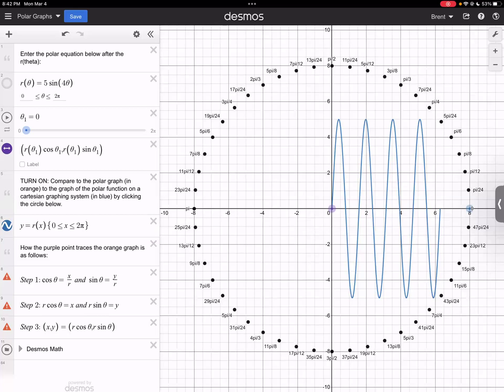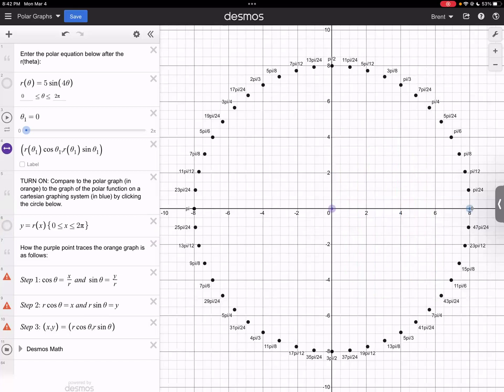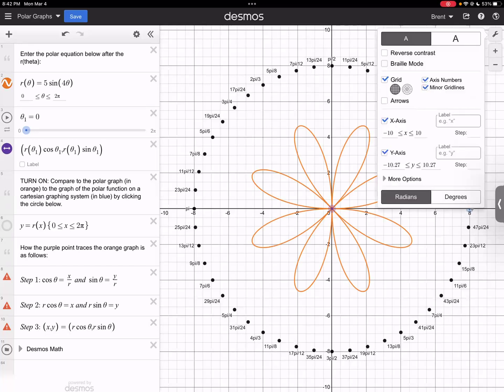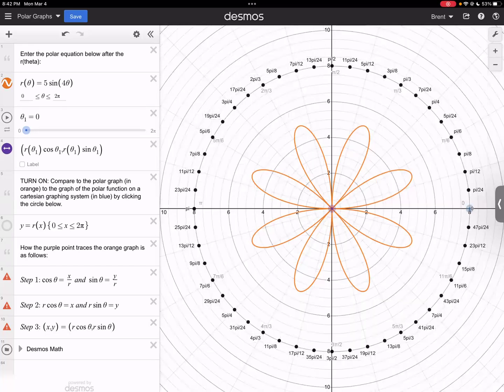Okay, now that we all have these numbers, what I want you to do is turn off the blue and turn back on the orange, line number 2. And I'm going to switch my grid back to being a polar grid in the settings.